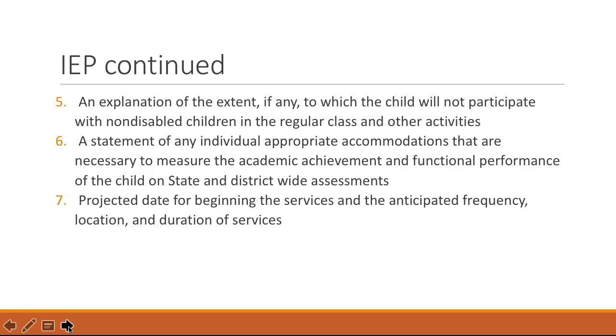In addition, the IEP must include an explanation of the extent, if any, to which the child will not participate with non-disabled children in the regular class and in other school activities, as well as a statement of any individual appropriate accommodations that are necessary to measure the academic achievement and functional performance of the child on state and district-wide assessments. Lastly, the IEP must include a projected date for beginning the services and the anticipated frequency, duration, and location of services.